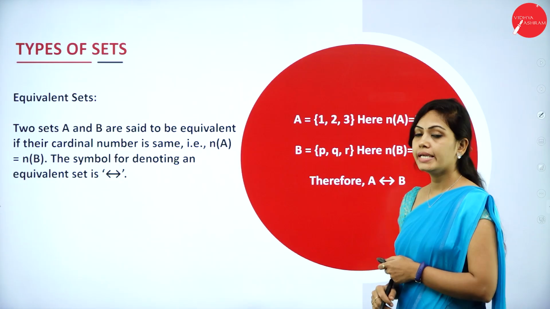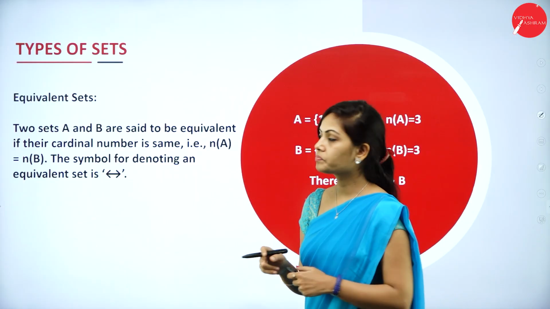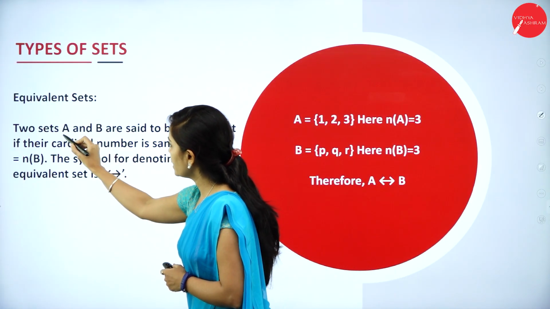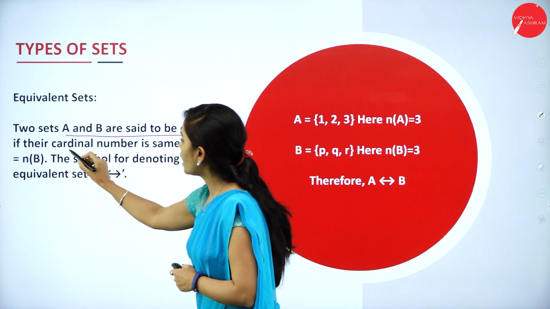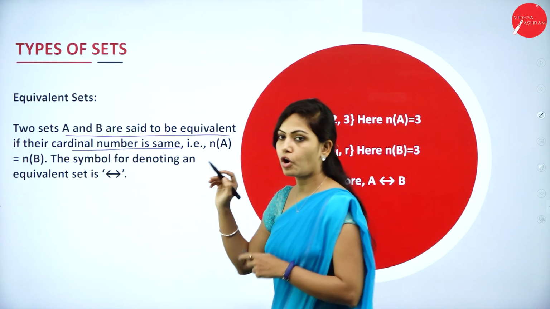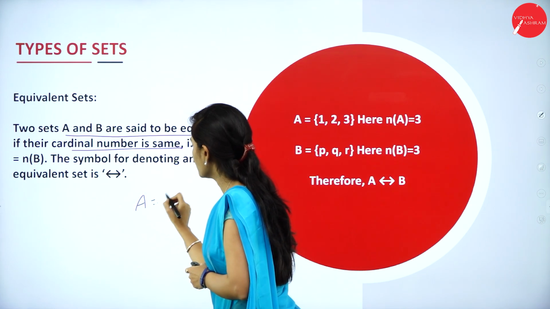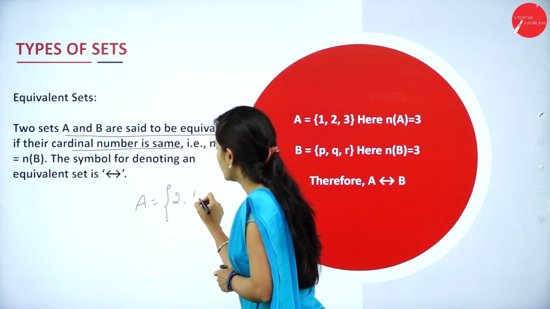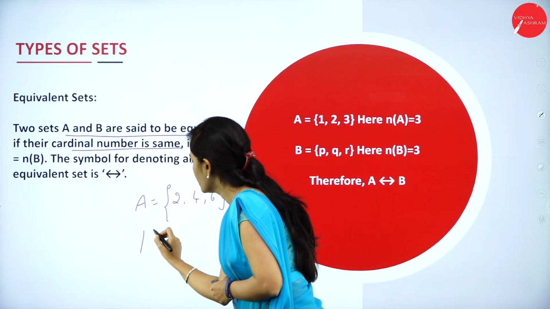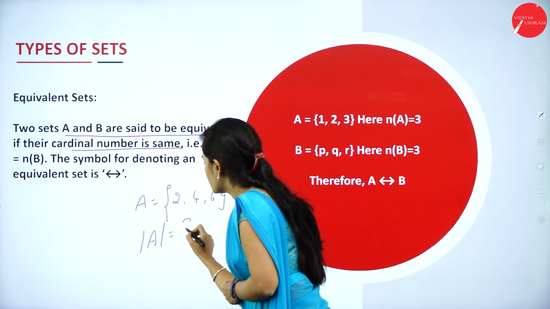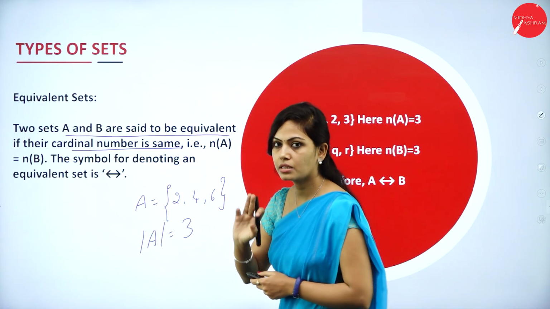And next is equivalent set. What is this equivalent set? Two sets A and B are said to be equivalent if their cardinal number is the same. Already I have discussed cardinal number. Example, A is equal to 2, 4 and 6. What is the cardinality of this set? So mod A is equal to 3. We have 3 elements, so the cardinality of this set is 3.